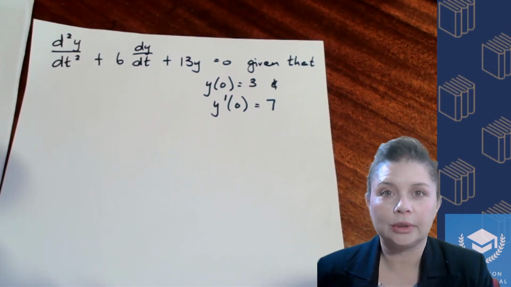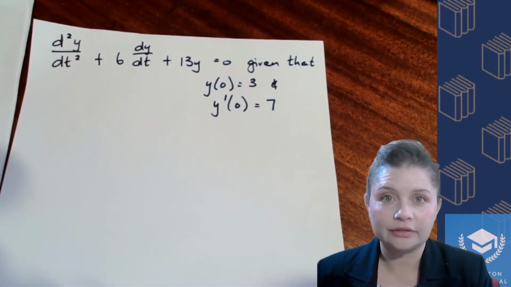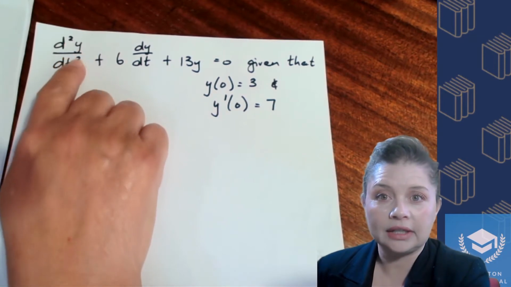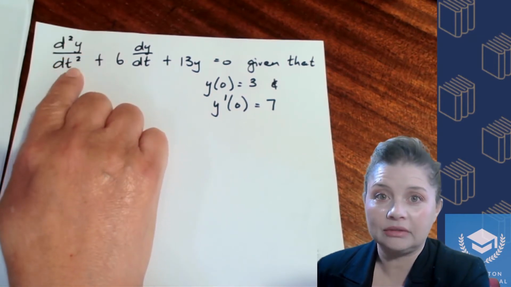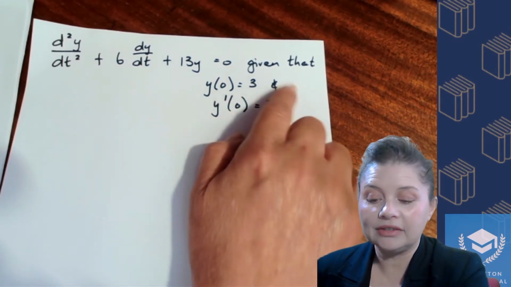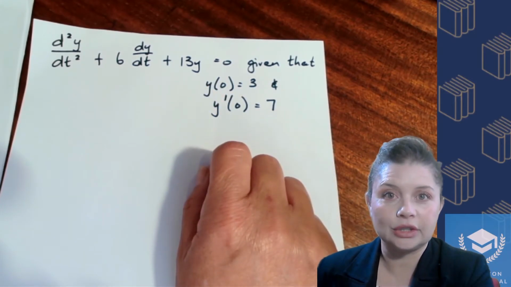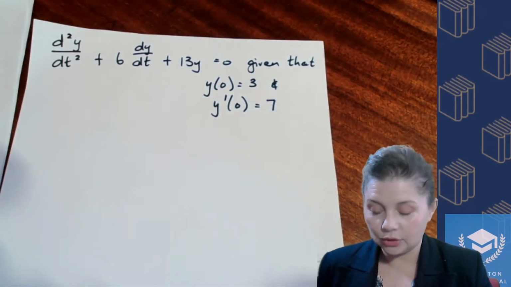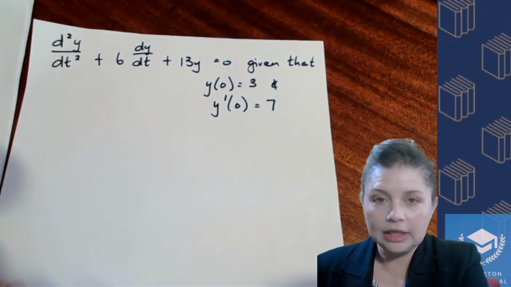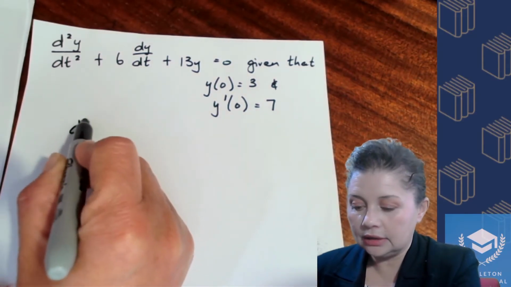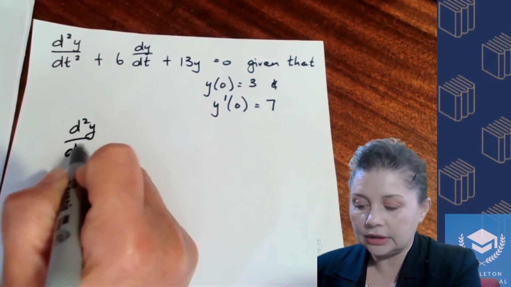Here's our differential equation. We have a second order differential equation where y is your dependent variable and t is your independent variable. We also have a set of initial conditions here that we're going to be applying to the differential equation. Okay, so let's have a look. So I'm going to write this out. Let me just rewrite the differential equation here.